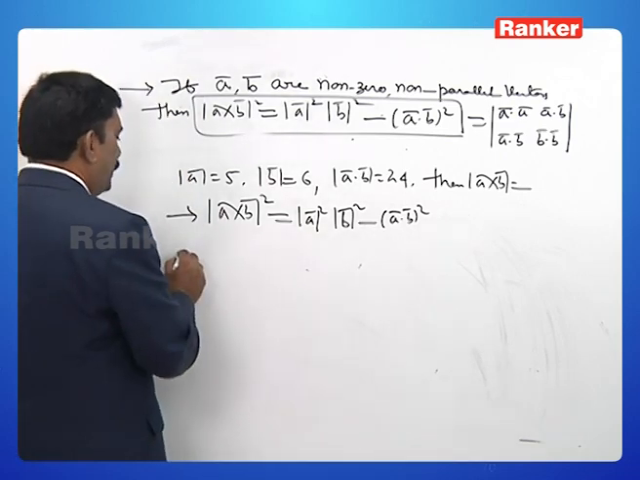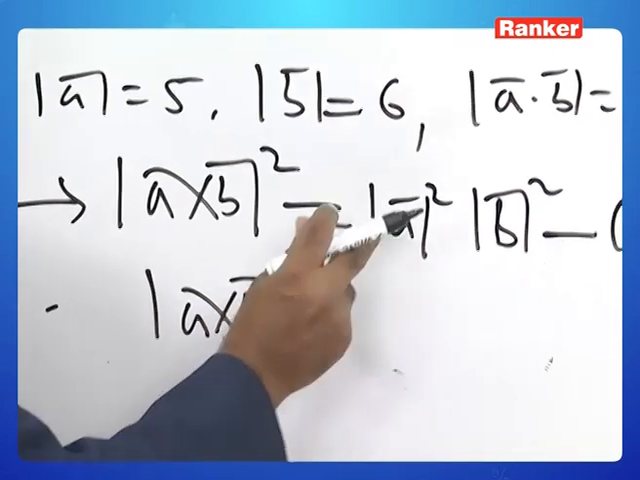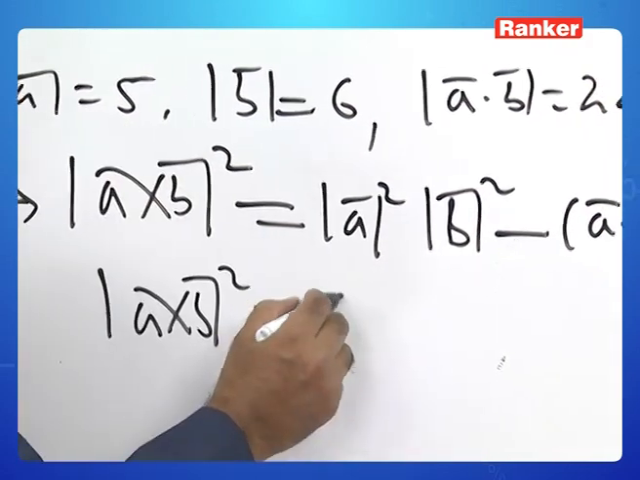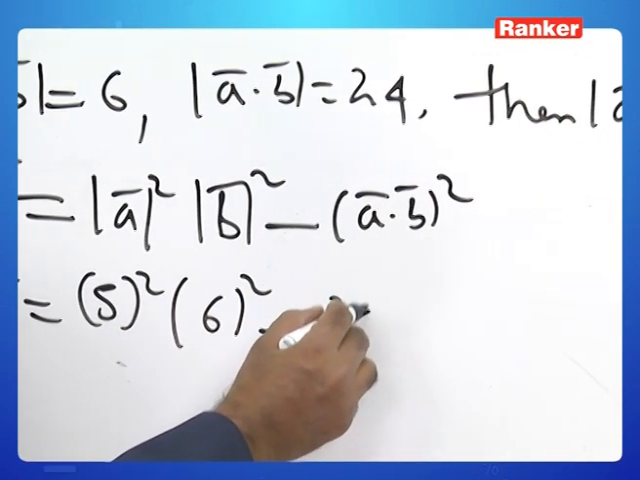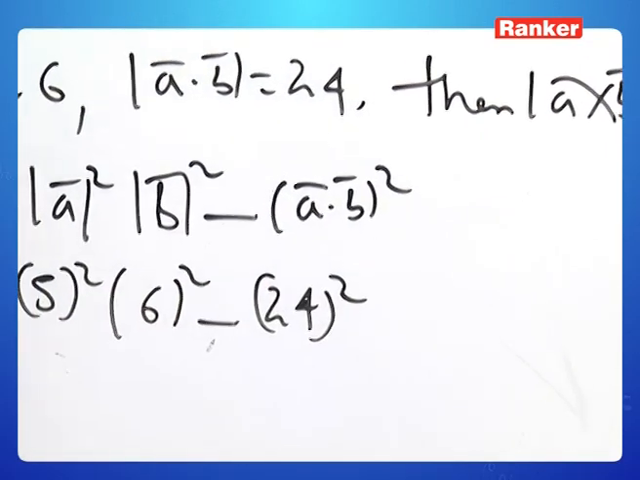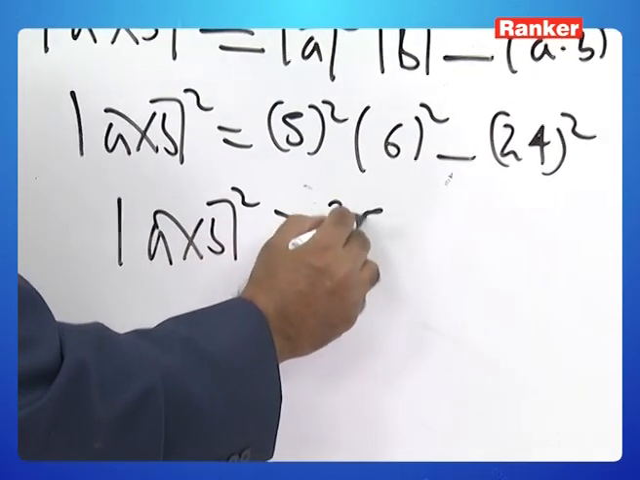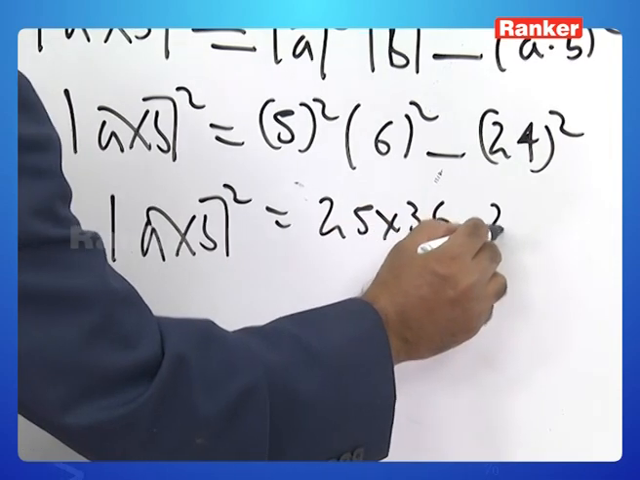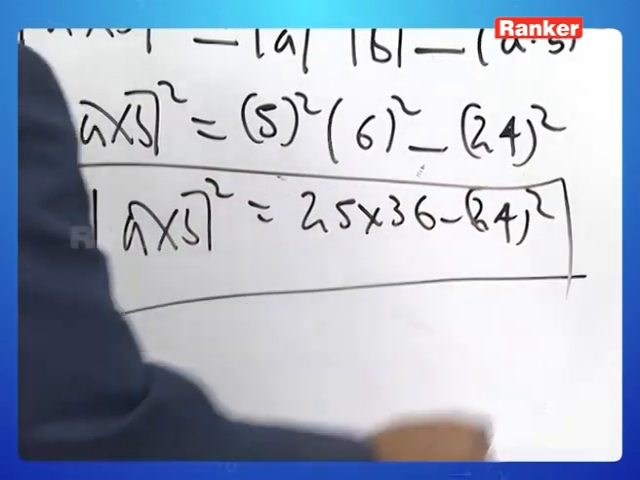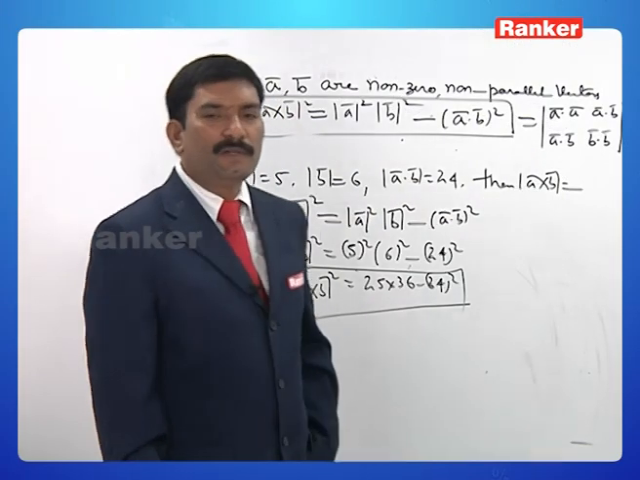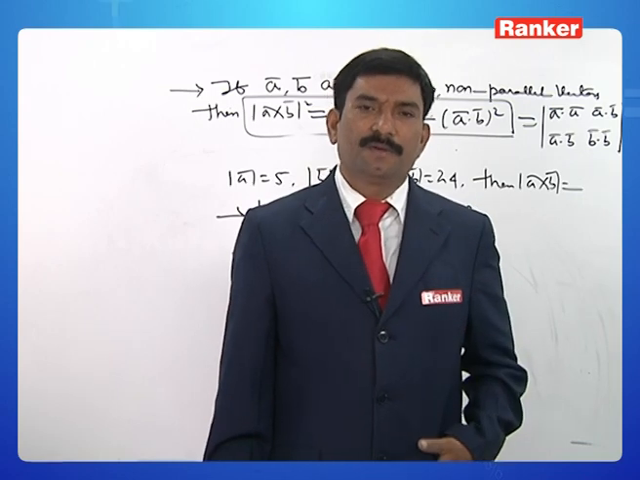Now this can be written as modulus of A bar cross B bar whole square is equal to mod A whole square, it's 5 whole square, times 6 whole square, minus 24 whole square. Now this is nothing but 25 into 36 minus 24 whole square. Simplify, and that gives the exact value of modulus of A bar cross B bar whole square.